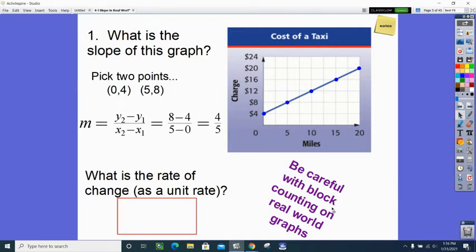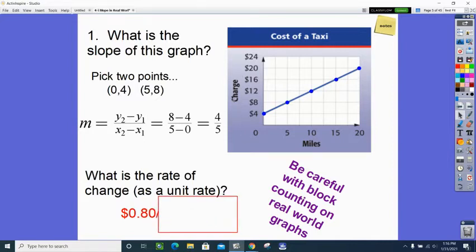Now, this is a real-world problem, so I need it to be a unit rate, and I need units. So you're going to take the top, the numerator leads the way into the calculator, 4 divided by 5. Some of you already know what this is in decimal form. Check yourself in the calculator. 4 divided by 5 is going to give you 0.8.